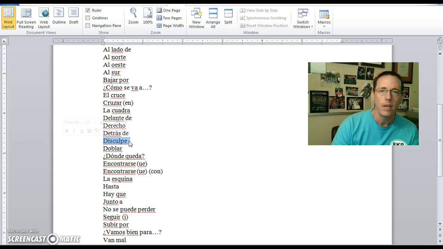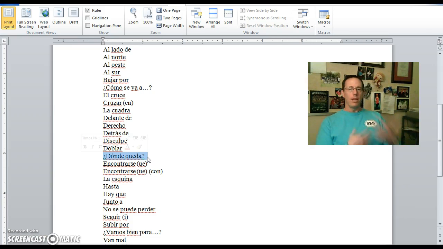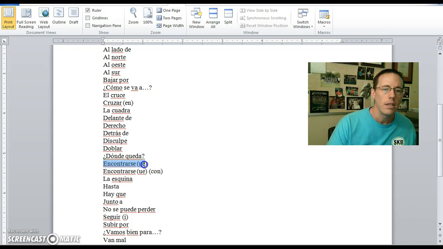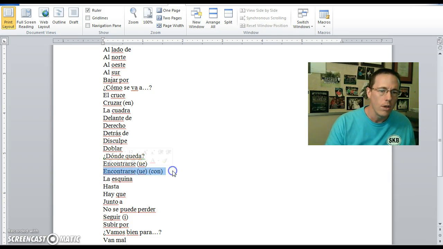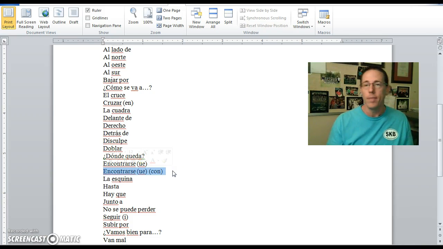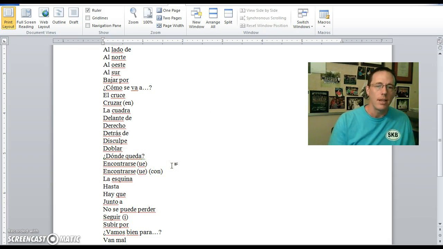Okay, detrás de is behind. Disculpe is another way of saying pardon. Doblar is to turn. ¿Dónde queda? Where is it? It's kind of like the verb estar. You can use quedar in place of estar when you're asking where things are situated. Encontrarse is to find. And encontrarse con would be like to find something with something else. It's kind of a colloquialism, sort of an idiomatic expression.